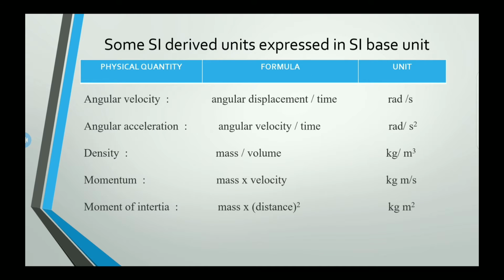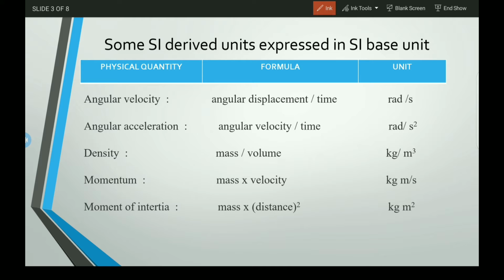Next physical quantity is angular velocity. The formula is angular displacement upon time. Angular displacement is the angle described by a rotating body from one position to another. As it is an angle, and we know that plane angle is a fundamental quantity and its SI unit is radian. So the unit for angular velocity is radian per second. Next quantity is angular acceleration. The formula is angular velocity upon time, and the unit for angular velocity is radian per second, and when it is divided by time, its unit becomes radian per second square.